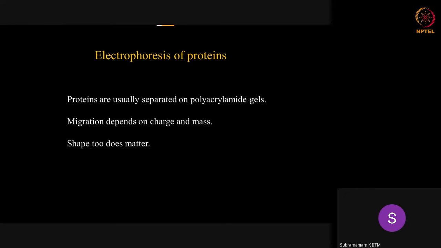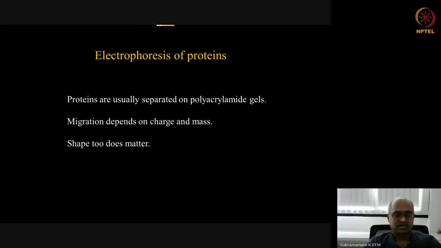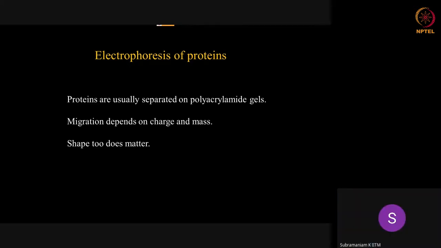Usually the gel is made from a mixed solution of acrylamide and bisacrylamide, and to that we add molecules that catalyze and initiate the polymerization. So by adding those components, this solution turns into a gel. Once it polymerizes, it becomes a gel.